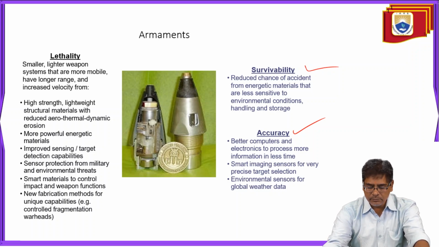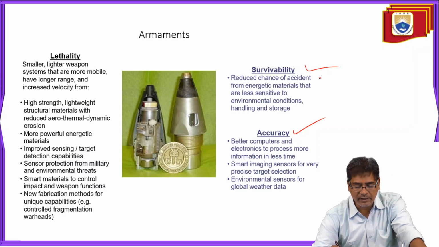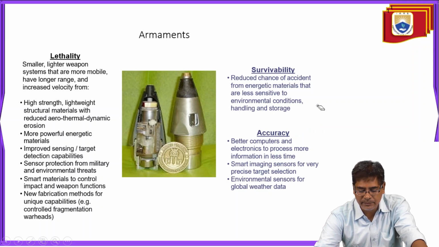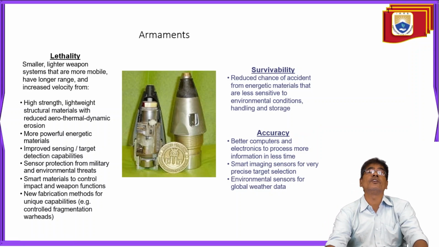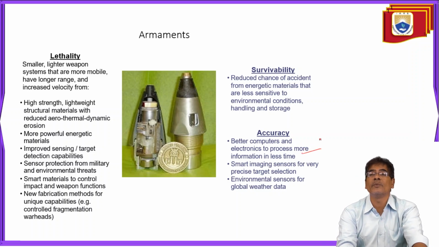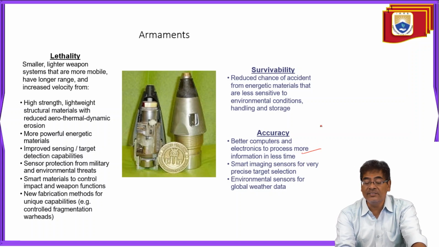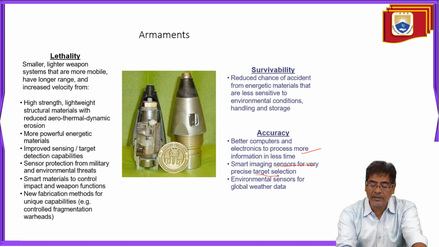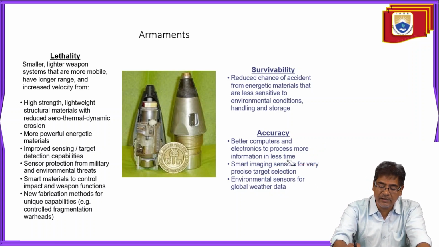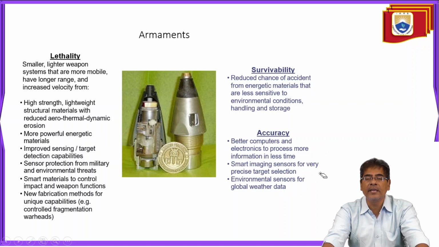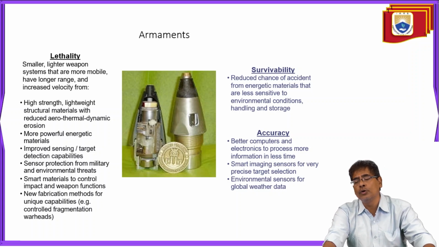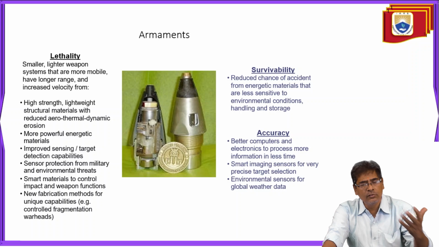Whereas in the case of survivability, we have reduced chance of accident from energetic materials that are less sensitive to environmental conditions, handling, and storage. When we speak about accuracy, this particular armament's accuracy is very high. That is what better computers and electronics do, to process more information in less time, and we have smart imaging sensors for very precise target selection, environmental sensors for global weather data, and these features enable the technology to grow, to incorporate more on the armaments and also for military vehicles.